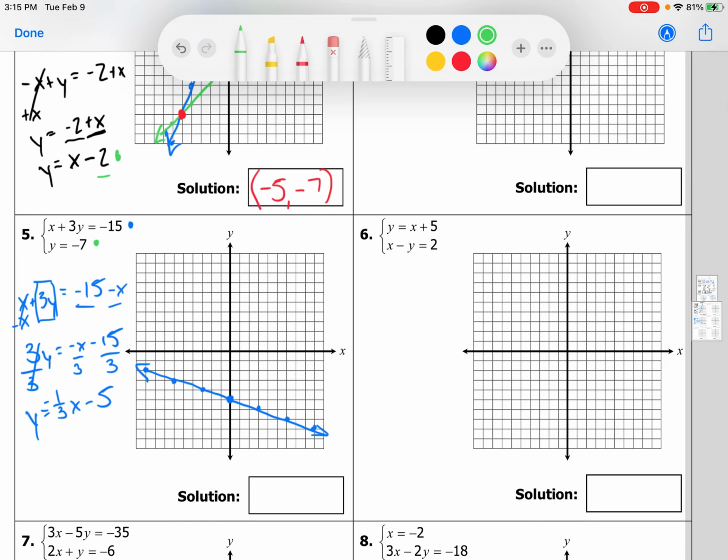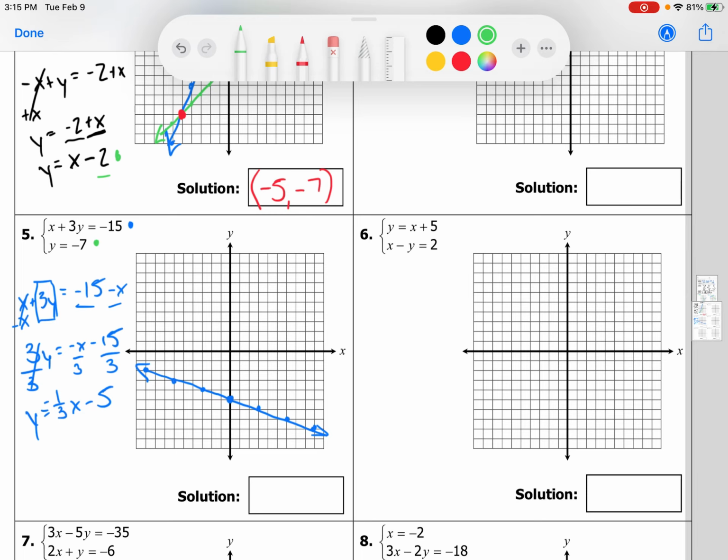Now my green line, y equals -7, but we don't have an x. So since we don't have an x, I know that this should be saying y equals 0x minus 7. So I could write it that way if I really wanted to, but it seems a little bit silly to me. So the cool thing about this line is y equals -7.